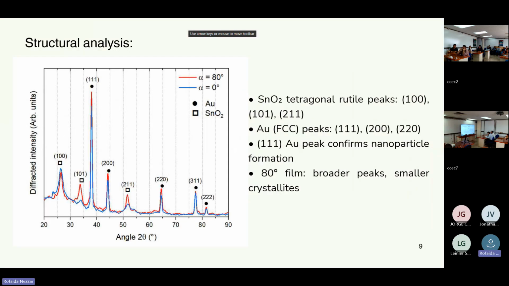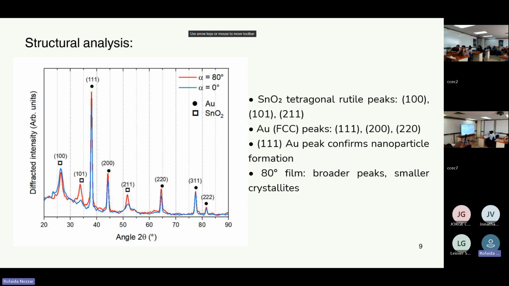Now let's look at the X-ray diffraction patterns. We see peaks characteristic of tetragonal tin oxide at 26.5 degrees, 34 degrees, and 51.5 degrees, which correspond to the 100, 101, and 211 planes. We also see distinct peaks at 38.1 degrees, 44.5 degrees, and 64.7 degrees that belong to metallic gold, the 111, 200, and 220 planes, respectively.